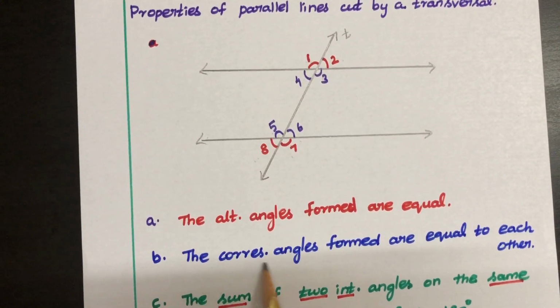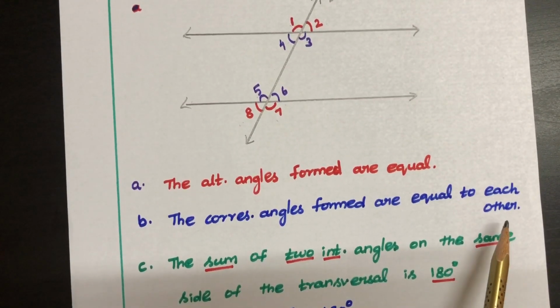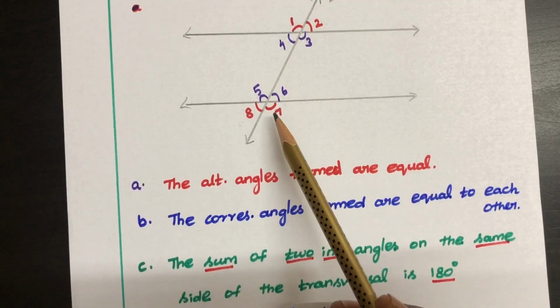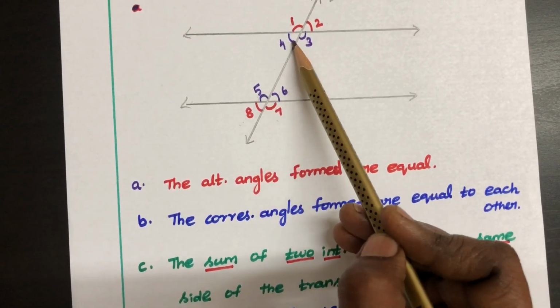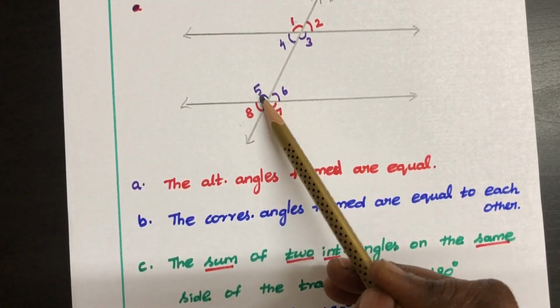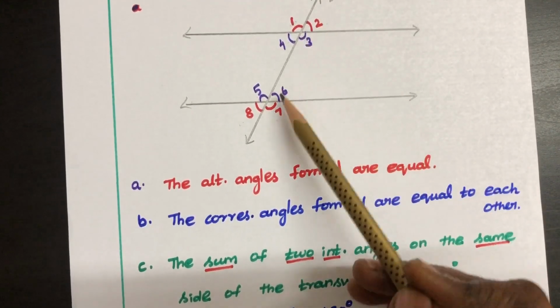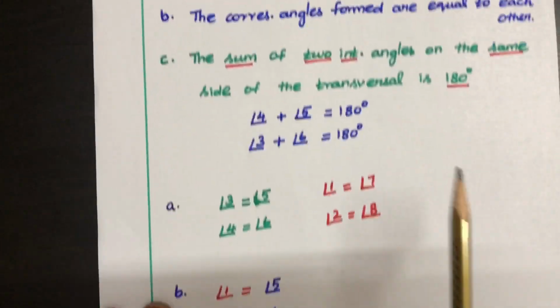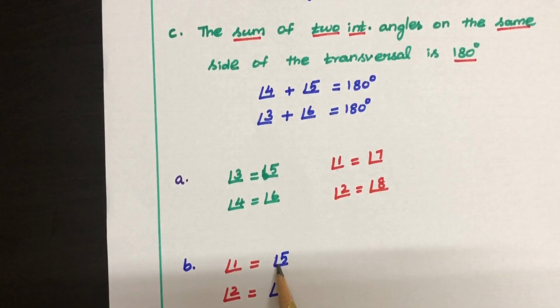Second, the corresponding angles formed are equal to each other. What are the corresponding angles? Same side of the transversal, the angles formed are called corresponding angles. See this 1 and 5. Similarly 4, 8. One exterior, one interior. One interior, one exterior. These are all corresponding angles. 2 and 6. 3 and 7. They are always equal. See here. 1 and 5. 1 equal to 5.